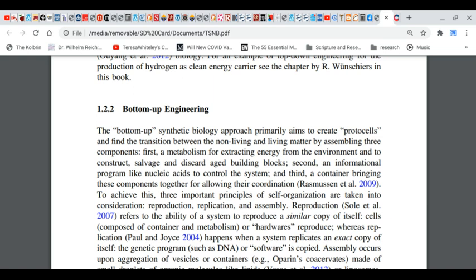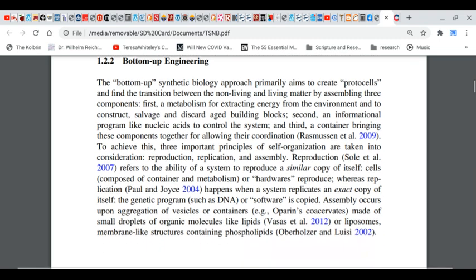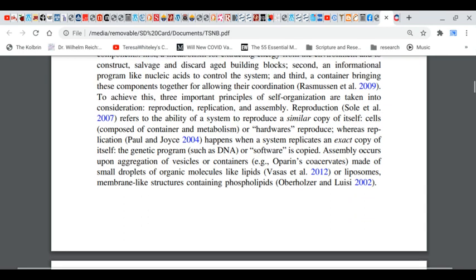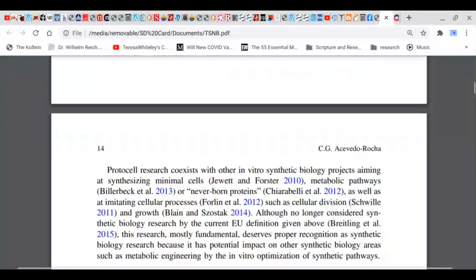Reproduction refers to the ability of a system to reproduce a similar copy of itself. Cells or hardware reproduce, whereas replication happens when a system replicates an exact copy of itself. The genetic program, such as DNA or software, is copied. Assembly occurs upon aggregation of vesicles or containers made of small droplets of organic molecules like lipids or liposomes, membrane-like structures containing phospholipids.